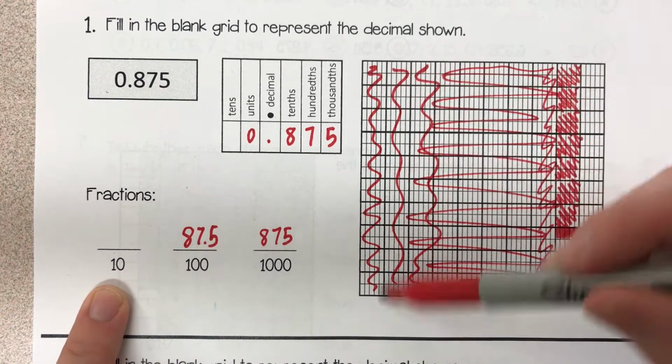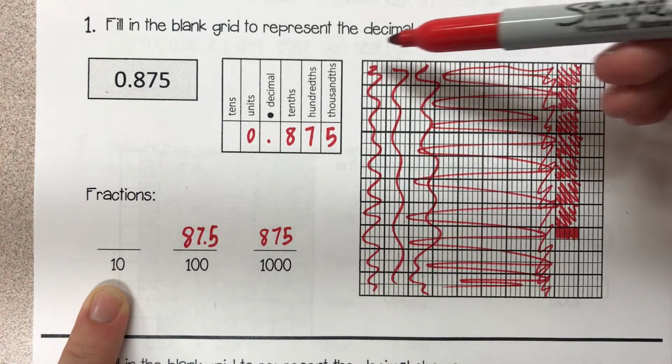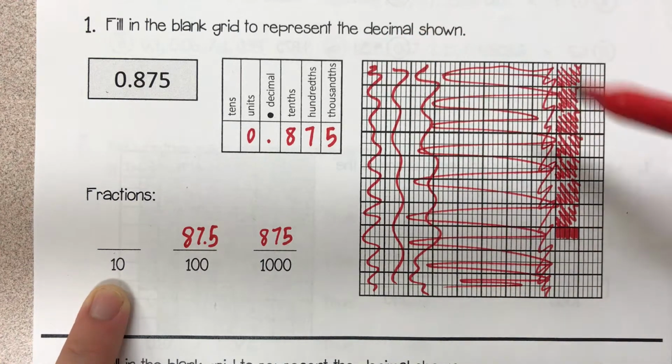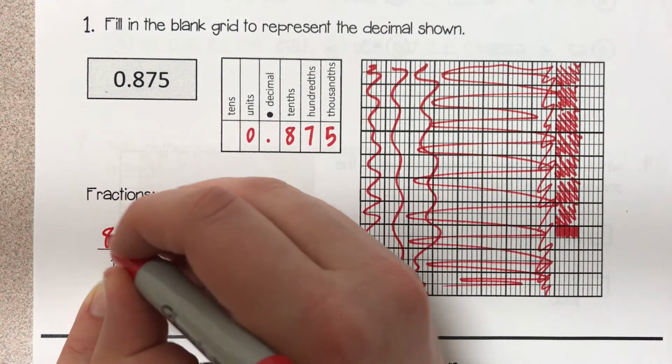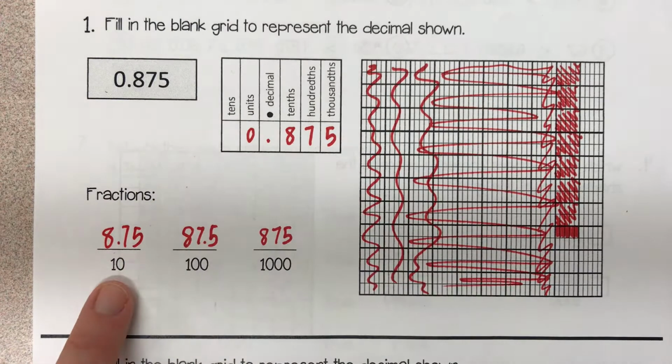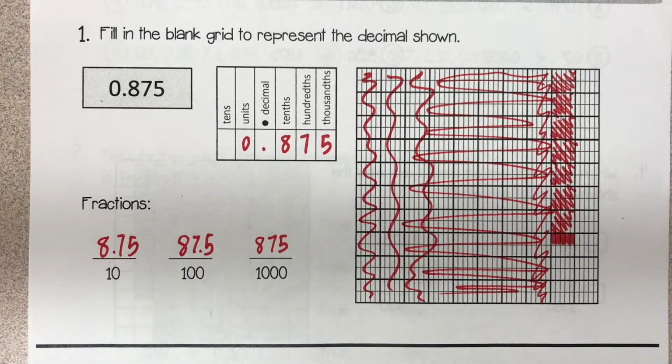87 and a half squares out of 100 are filled in. And then out of 10, if this grid was split into tenths, there would be 8 of them filled in and 0.75 of 1. So 8.75 out of 10 are filled in. Okay, so that's number 1.